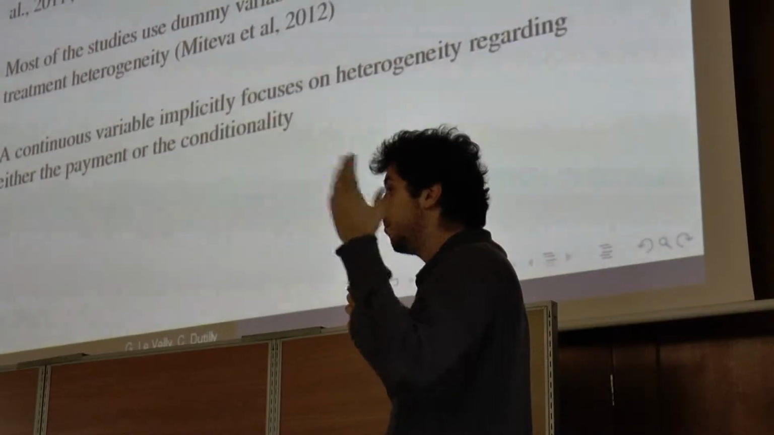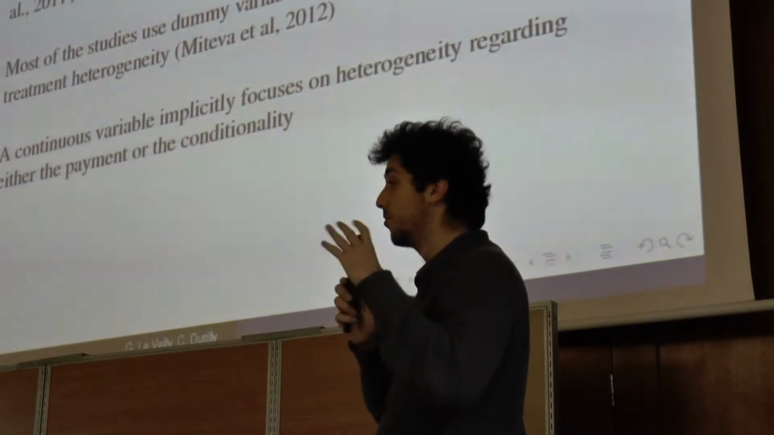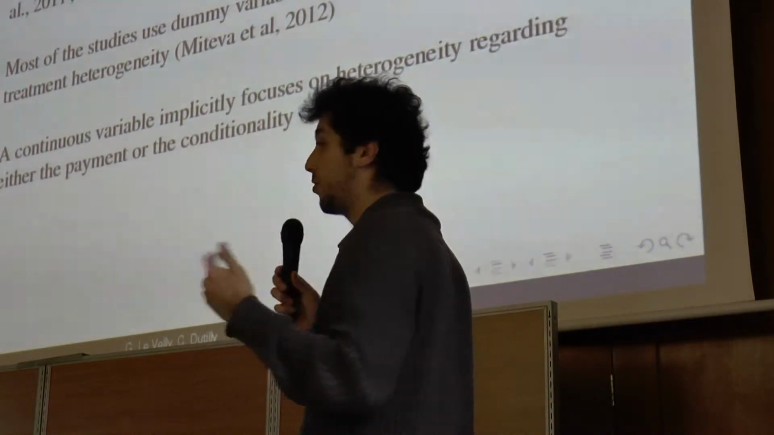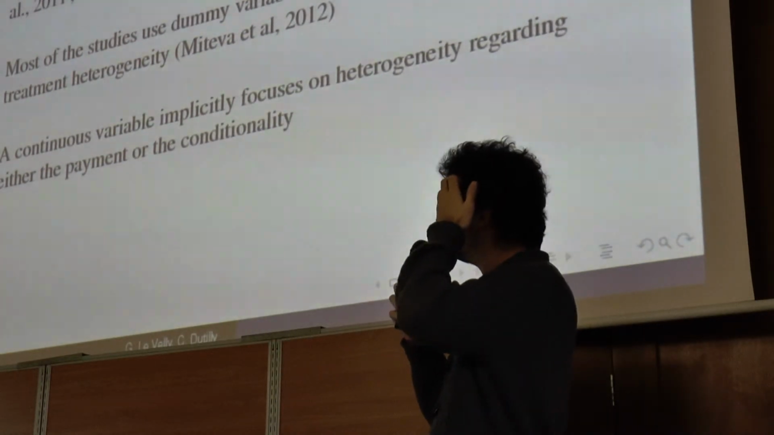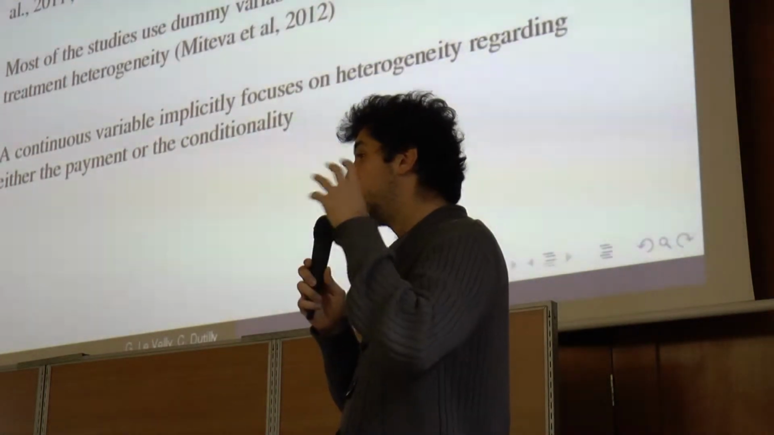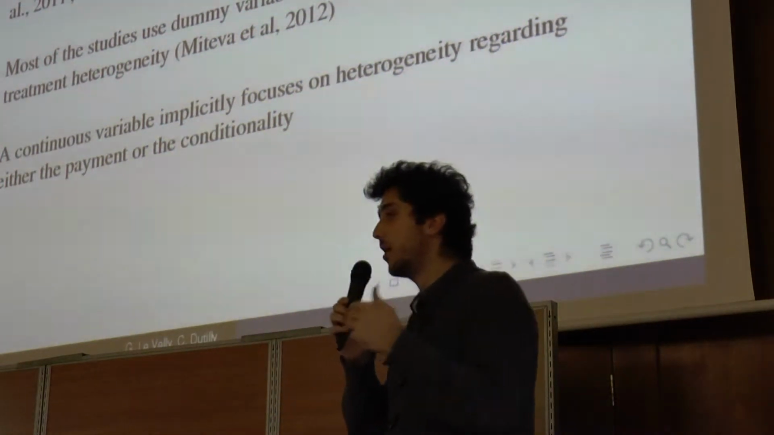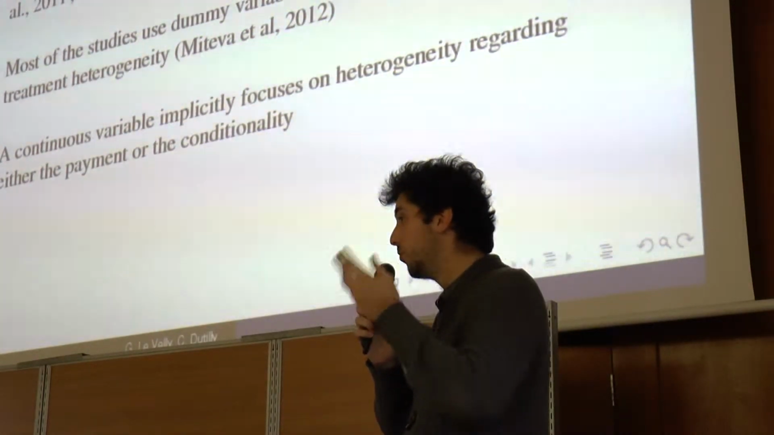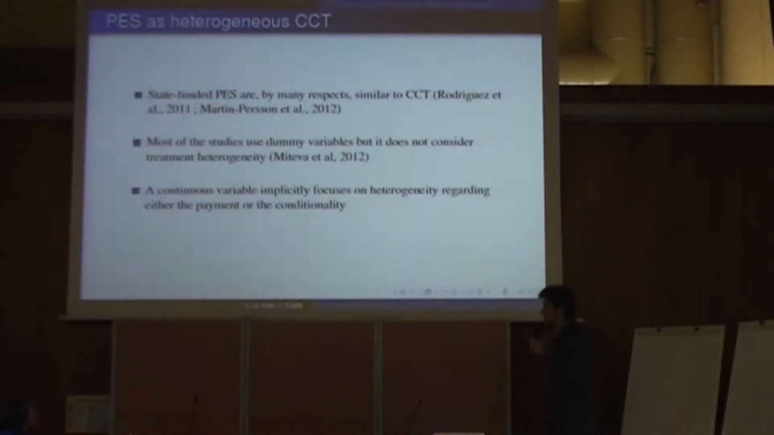In the past, the literature basically made some kind of comparison between state-funded PES and conditional cash transfer. So basically, you've got a cash transfer that is a payment, and a conditionality that is a restriction on land use, at least for land-use-restricting PES such as PSAH. Most of the studies use a dummy variable to define the treatment. But if we use a dummy variable, we don't capture the heterogeneity of treatment. And when we go further to define a continuous treatment, we have a problem because we basically don't know how to define this continuous treatment.